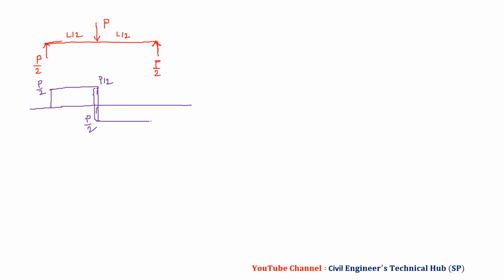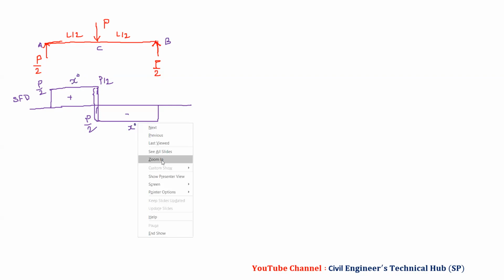Then no load we have over here, and then we have 0 over here. So this is minus plus, we have this as SFD. Now no load between A to C, and no load between C to B, and therefore we have over here x to the power 0.